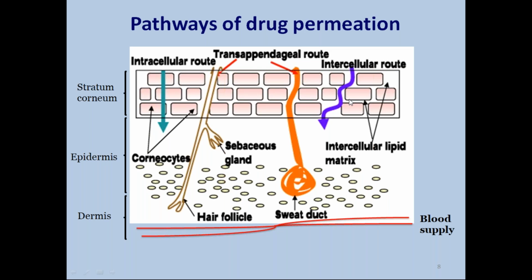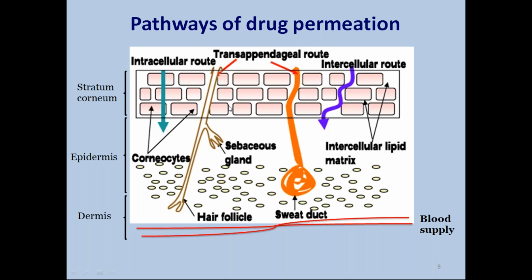The first pathway is called the intracellular route. The drug has to pass through the cells like this. The cells are called corneocytes. Corneocytes are basically dead cells, like, for example, in plant tissue, you would have heard of parenchyma and sclerenchyma. Have you heard of those? Yes, sir. So something like that.